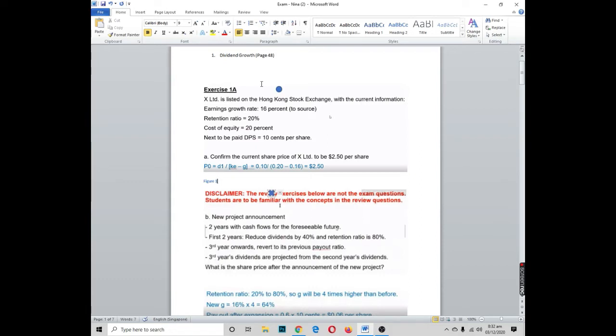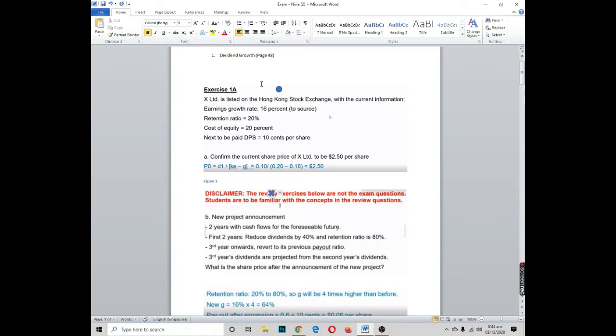Exercise 1A. X Limited is listed on Hong Kong Stock Exchange with the current information: earning growth rate 16%, retention ratio 20%, cost of equity 20%, next to be paid dividend per share equal to 10 cents per share. Requirement: confirm the current share price of X Limited.